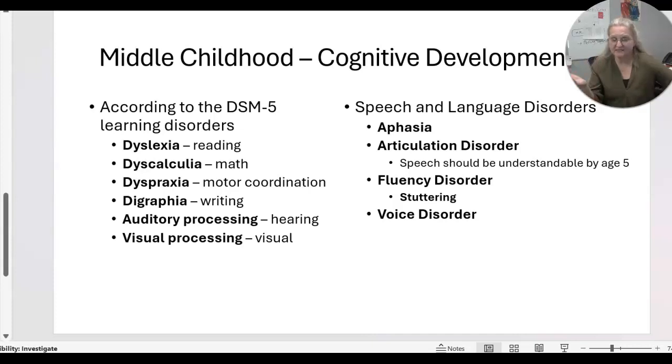So the point is that there are lots of ways of being, disorders, and disabilities that get diagnosed at this stage of life as a child is developing language, as they're learning to read, as they're learning to use language, process language, and create language.